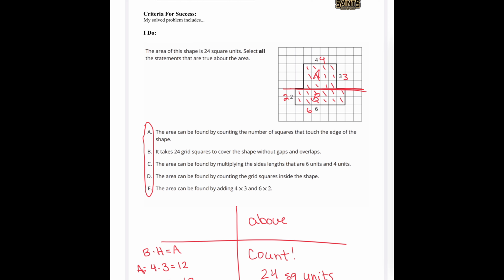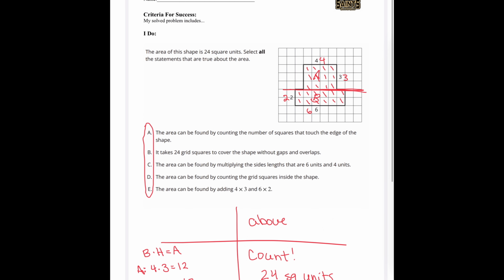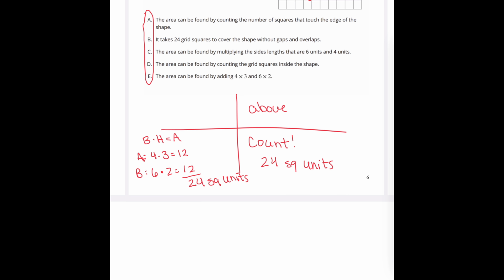This is a good time to go and look at what exactly was it asking me again. The area of the shape is 24 square units. Select all the statements that are true. Here are the statements that are true. Okay, let's talk about which statements are true.